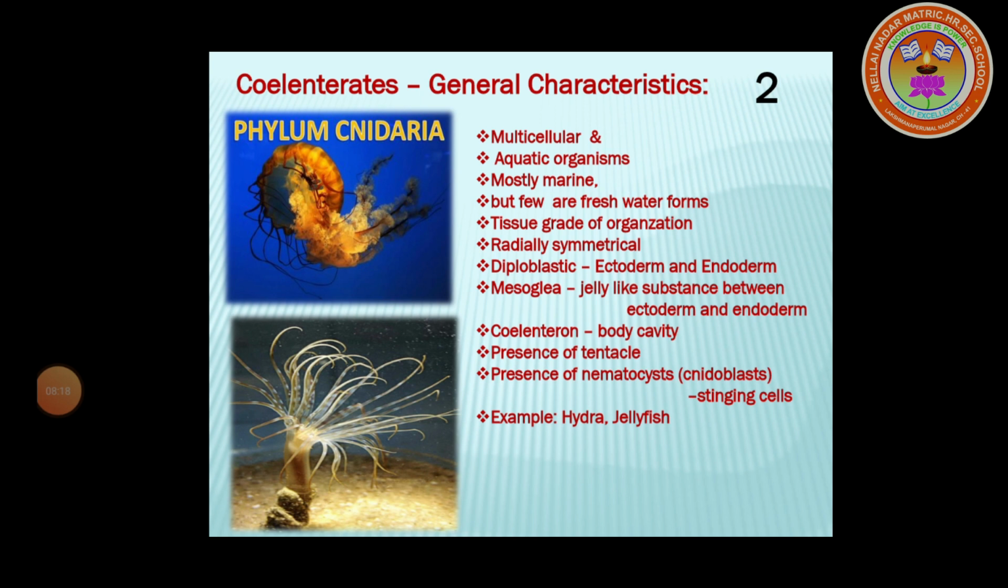Now let us see the second phylum, Coelenterata. The general characteristics of the phylum Coelenterata are multicellular, aquatic organisms. Mostly they are marine, but few are freshwater forms. They exhibit tissue grade of organization. They are radially symmetrical and diploblastic animals. The unique characteristics of coelenterates are presence of mesoglea, tentacles, stinging cells called nematocysts. The examples are hydra and jellyfish.